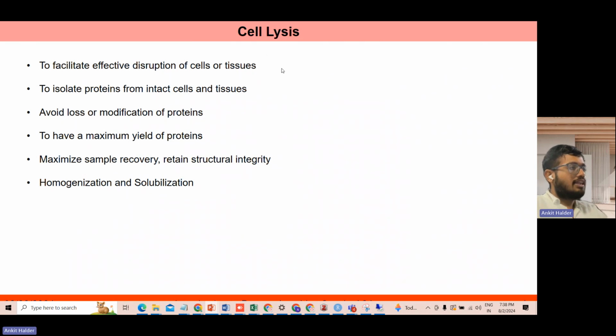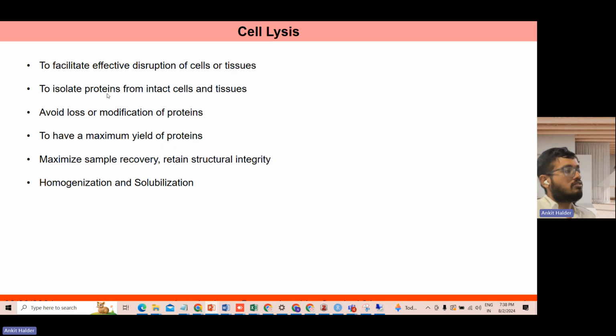So why is cell lysis required? Cell lysis is required to facilitate effective disruption of cells and tissues. Basically, it is to isolate the proteins from intact cells and tissues. But during the process of cell lysis, the third point is very, very important, that we should not lose or lead to the modification of the proteins. If there is any kind of loss or modification of the proteins, then that would be very detrimental for our further downstream analysis.